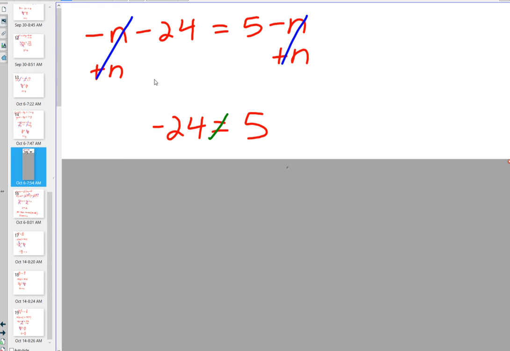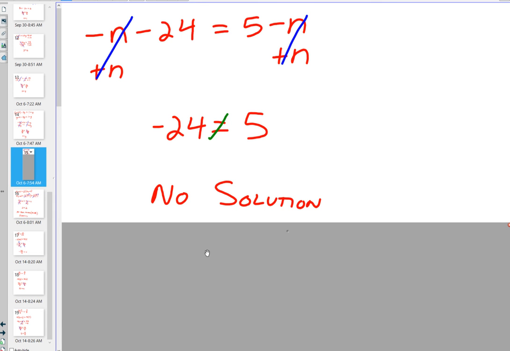So this means it does not equal. And yes, that's why there's no solution. If I would have been left with two numbers that are equal, it wouldn't be no solution. It would be the opposite of no solution. That's coming up next.